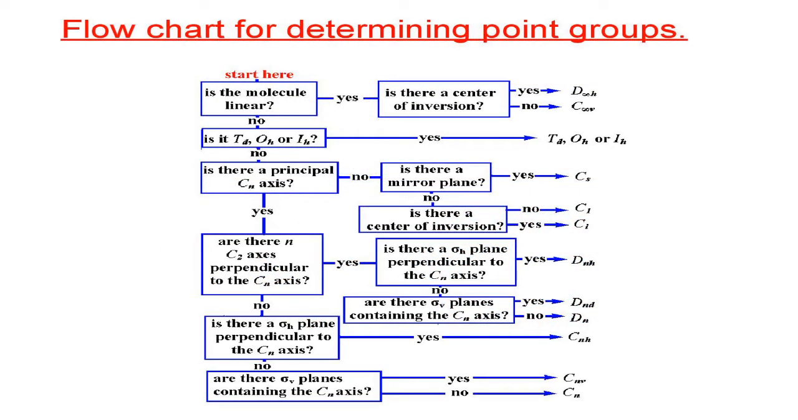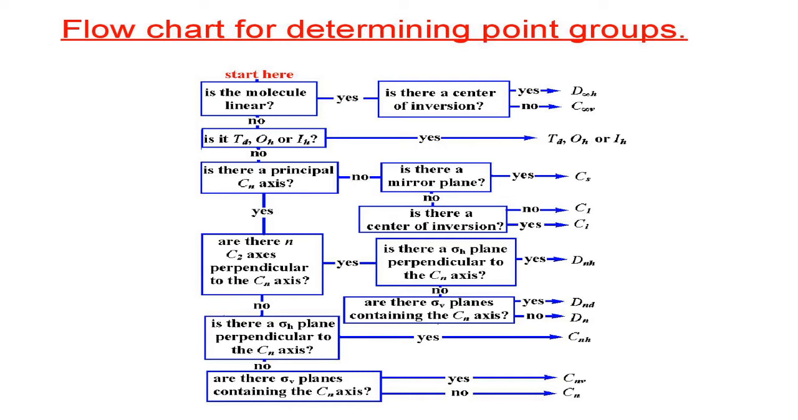The flow chart for determining the point group. So first, we have to start here. The first question to be asked is, is the molecule linear? Yes. Is there any center of inversion? Yes. Then the point group is D infinity h. Is the molecule linear? Yes. Is there any center of inversion? No. Then the point group is C infinity V.